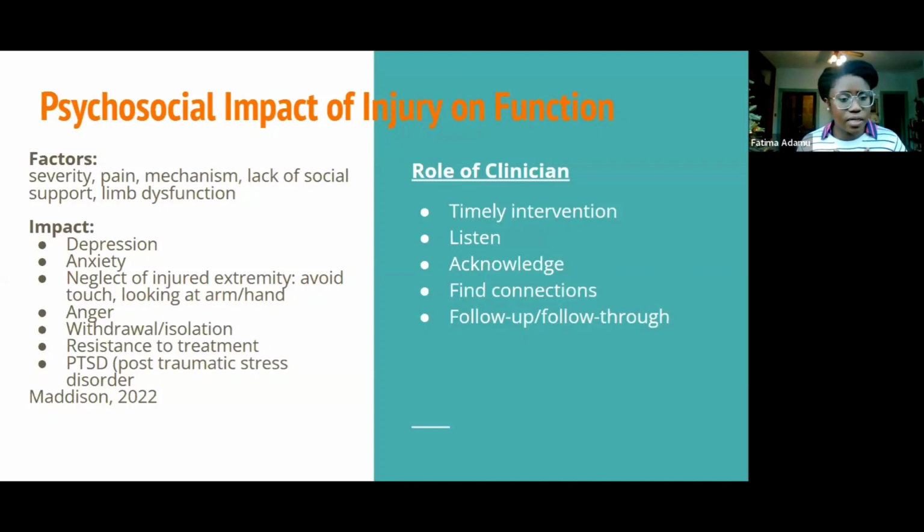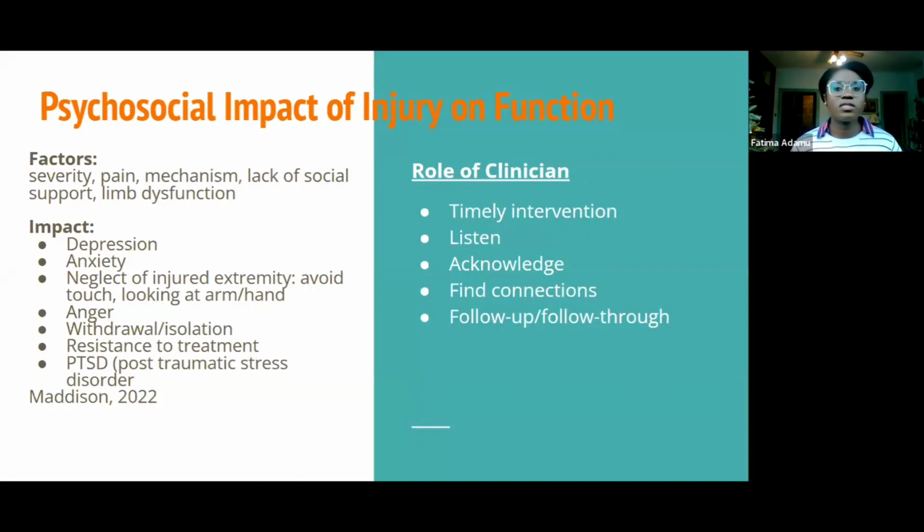Impact includes depression, anxiety, neglect of the injured extremity. So sometimes what patients do is just avoid looking at it, avoid using it. So if you say, hey, I want you to do these exercises and to massage your scar, they don't want to touch it. They just don't want to deal with it at all. But the downside is then eventually they have less and less ability to engage with the extremity. Sometimes patients would say, it feels like it's not a part of me. It feels like the extremity is not a part of me at all.